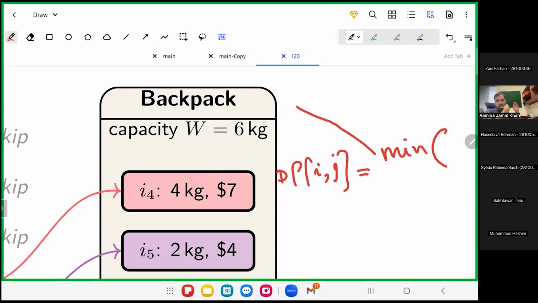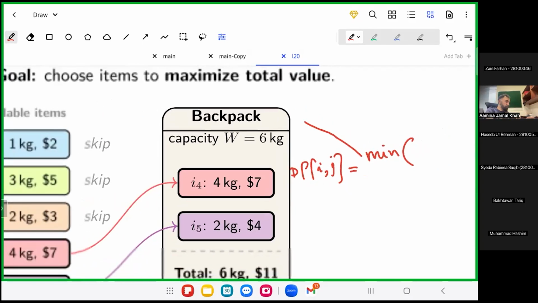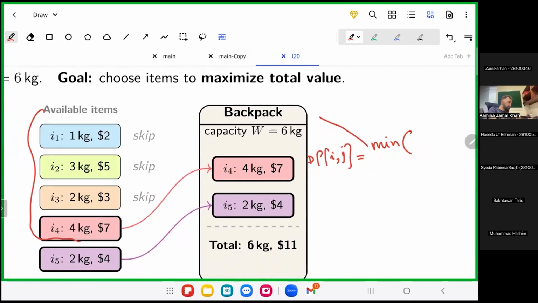If I at some point decide that I want to keep the item I, what is going to be my solution? If I at this point decide that I have to pick the item I. So think of the scenario where I have done this case here. I looked at the first 4 items and I found out their solution. And I am at this point, trying to figure out whether I want to keep the 5th item or not.